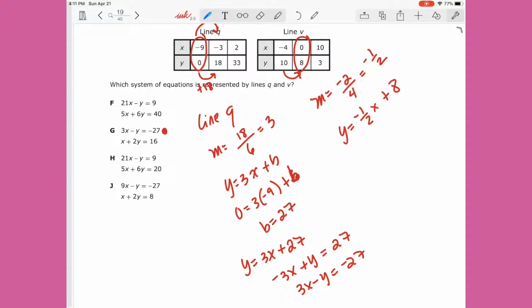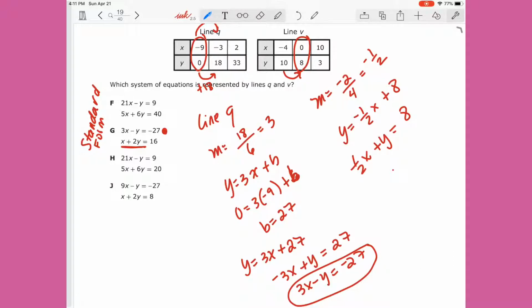Now, it's got my x and y on that side. These are all in standard form. And that's why when we talked about writing this over here, our x cannot be negative. I'm going to move that over, so that's going to give me 1/2 x plus y is equal to 8. Now, I can't have fractions, so I'm going to multiply my whole equation by 2. So now that's going to become x plus 2y is equal to 16, which is my second equation, so it matches. So my answer choice is, in fact, G.